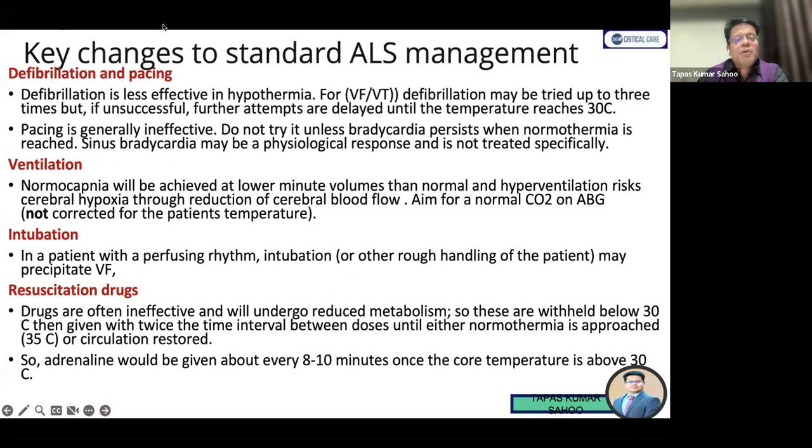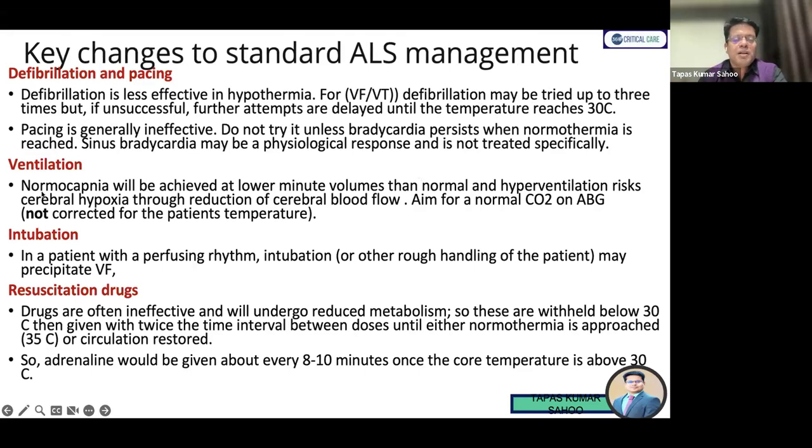Defibrillation is less effective when you are getting hypothermia. For VF, VT, defibrillation may be tried, but you have to think that you give 3 shocks, and if it is unsuccessful, rather than giving it multiple times, wait till your temperature reaches 30 degrees centigrade.